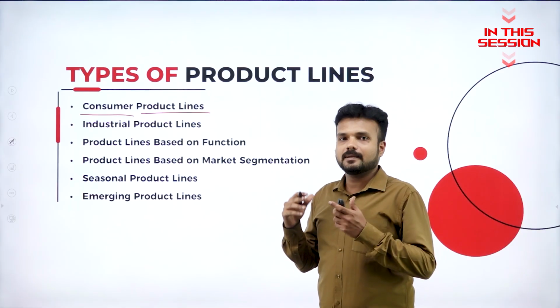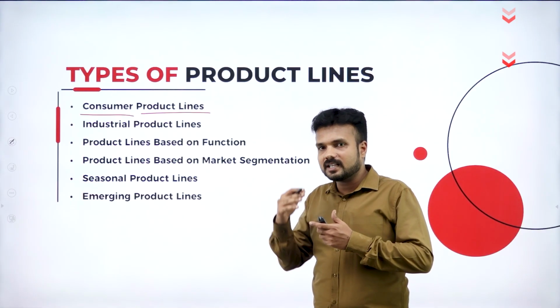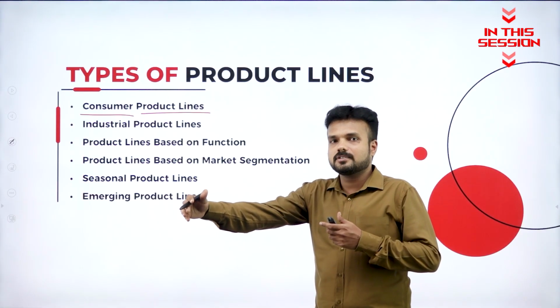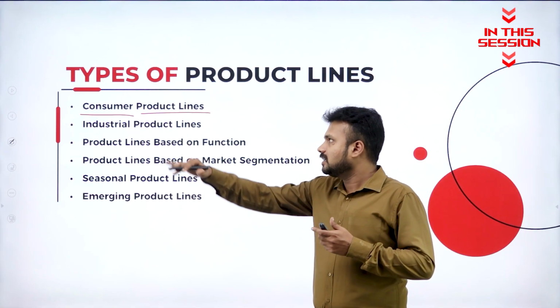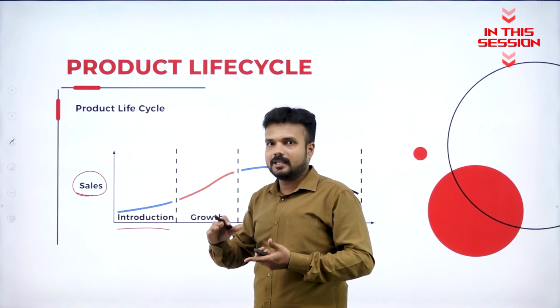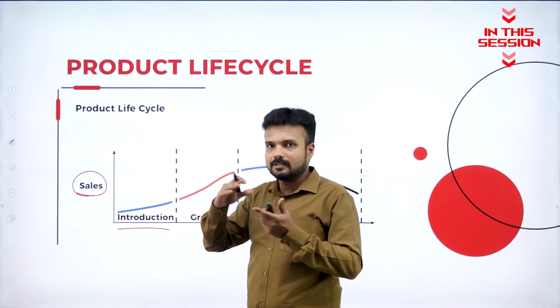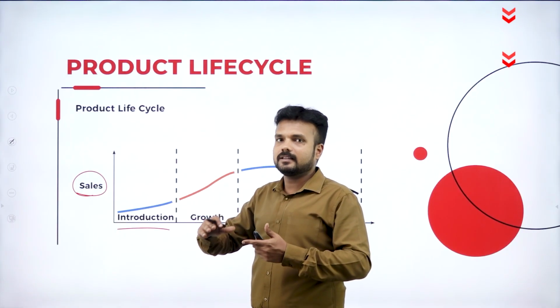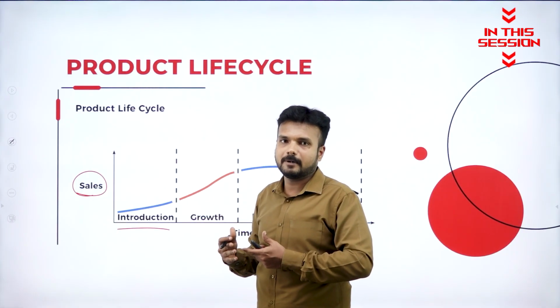Consumer product line is a product line where we sell goods directly to the end user of the commodity; that we call a consumer product line. At the beginning, we have to sell the product at a minimum price, and later when the demand has been created for that particular product.